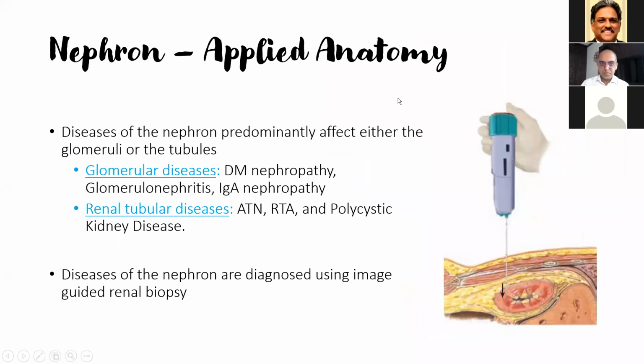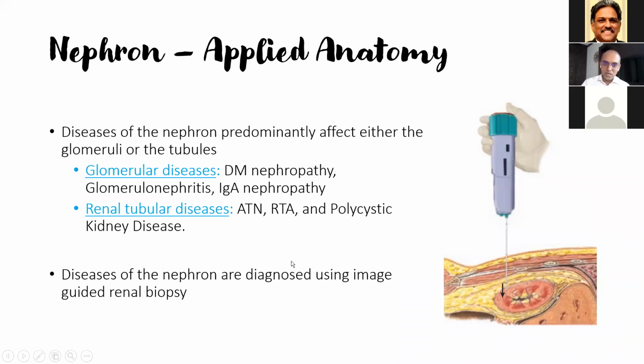So the significance of knowing the anatomy of the nephron, at least neurologically, is to know where the diseases of the nephron arise from. The diseases of the kidney generally arise from either the glomeruli or the tubules. Glomerular diseases are like diabetic nephropathy, glomerulonephritis, IgA nephropathy. The renal tubular diseases are acute tubular necrosis, renal tubular acidosis, and polycystic kidney disease.